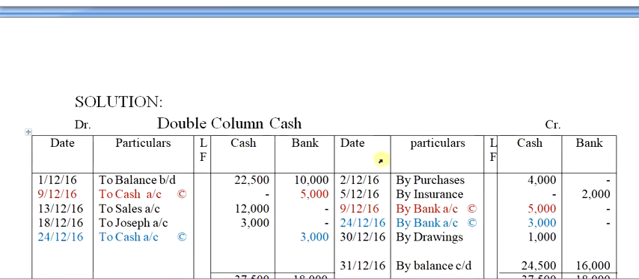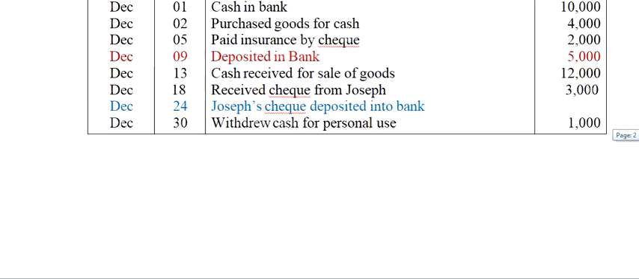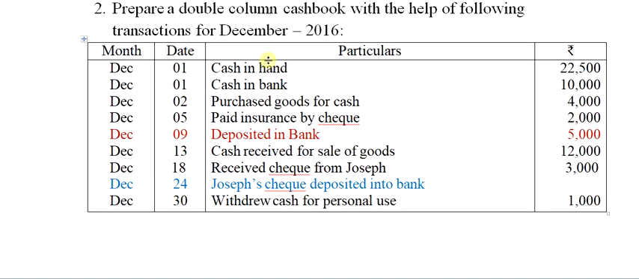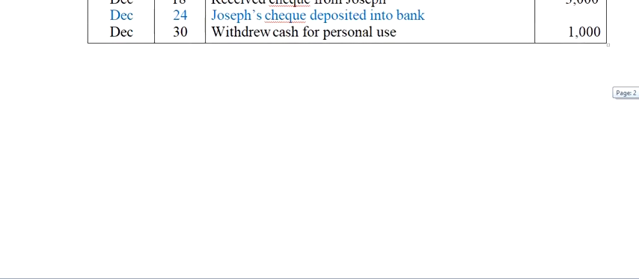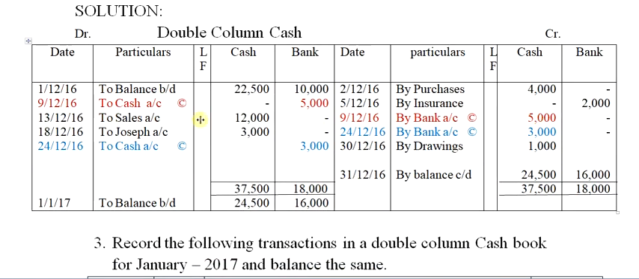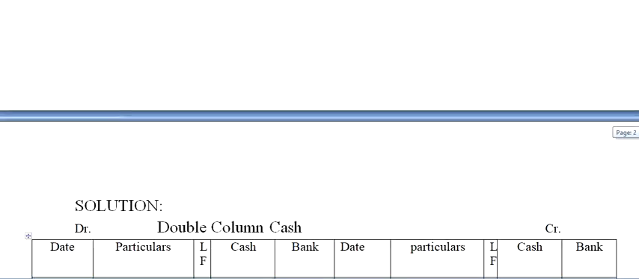Moving on to the solution, double column cash book, debit, credit, date, particulars, ledger folio, cash, bank. Date, particulars, ledger folio, cash, bank. Now we can move one by one. See here, December 1st, cash in hand 22,500. December 1st, cash in bank 10,000. So that will be treated as what? Opening cash balance. So on 1/12/2016, that is December 1st, 2016, to balance brought down 22,500 as well as 10,000, my dear students.